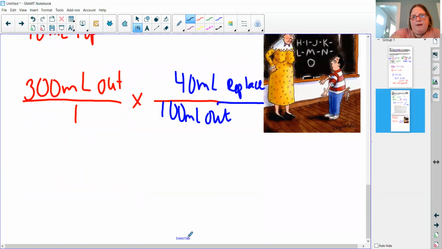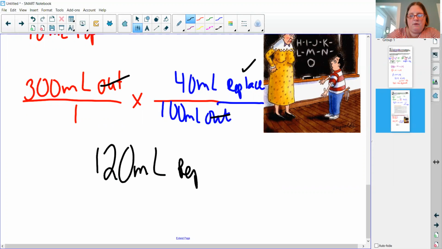When you do that, my outs cancel, and I'm left with milliliters replaced. The reason I said out and replace is that if I didn't, it would be milliliters over milliliters, and you would think they were the same thing for dimensional analysis, and you might cancel them and have no units left. Now I do 300 times 40, and then divide it by 100, and I will get 120 milliliters replaced. So that's using dimensional analysis.